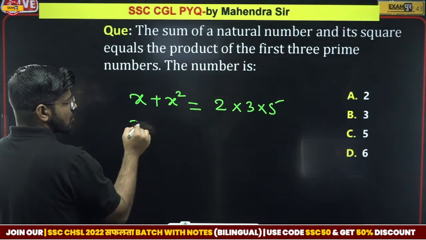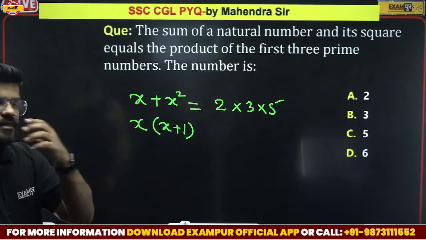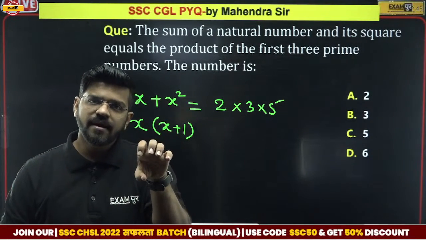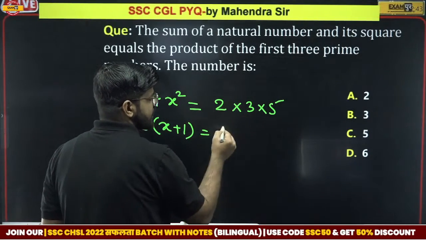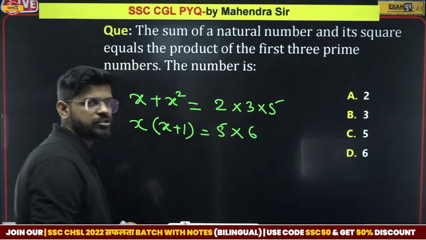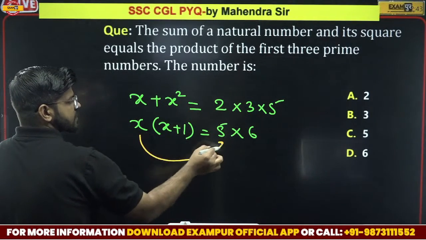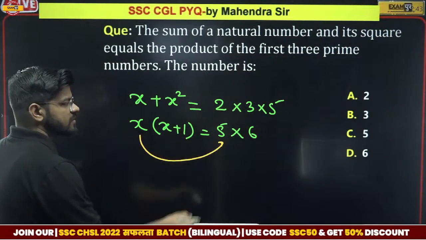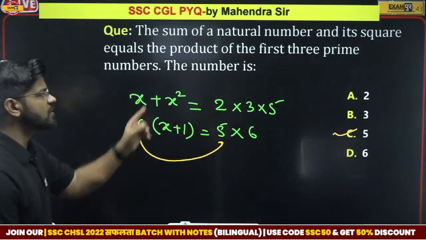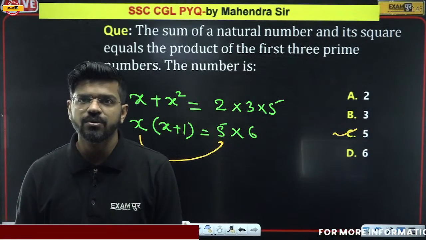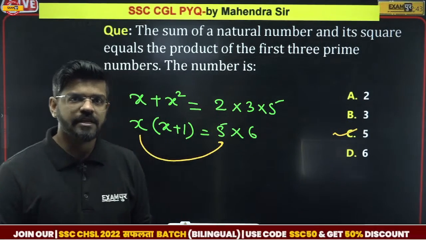How can we write this? Take the common x. We will write this as x into x plus 1. So x into x plus 1 is a number and one greater than it, that means consecutive number multiplication. Also we can write this as 5 into 6. Now if x is 5, x plus 1 is 5 plus 1, that means 6. Now it is satisfying the equation. That means x is equal to 5, the number is equal to 5. Is it clear to everyone? Yes or no?